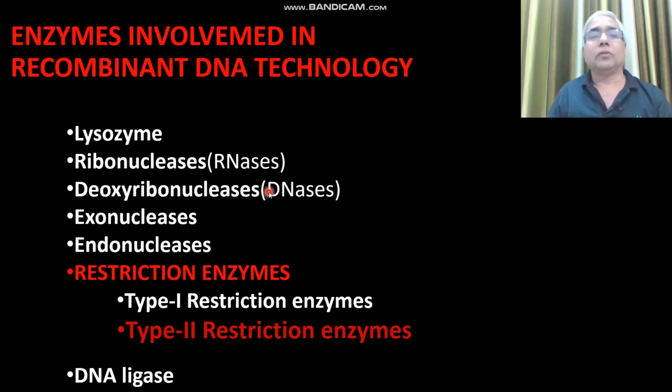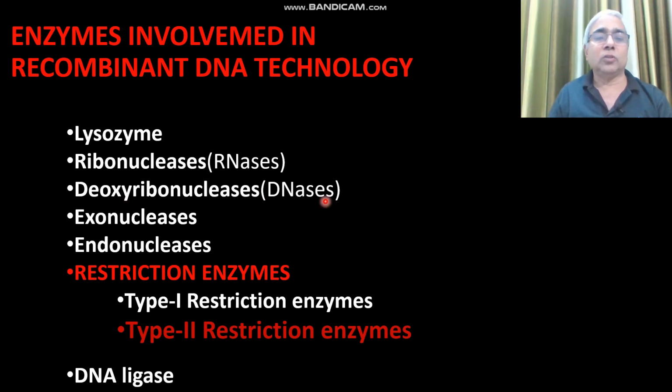Now, what are the enzymes which are involved in this recombinant DNA technology? The first enzyme which is required is lysozyme. Lysozyme is the enzyme which breaks the cell wall, meaning the outermost layer of the bacterial cell. Ribonucleases are the enzymes which are used to digest RNA, ribonucleic acid. Deoxyribonucleases are used to digest the extra DNA molecules.